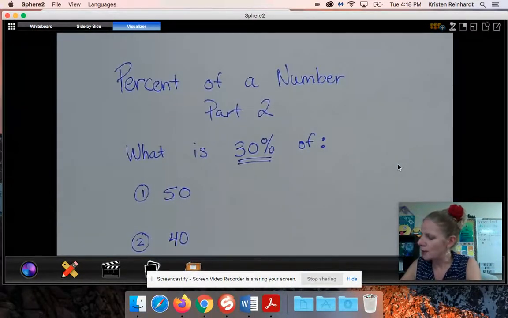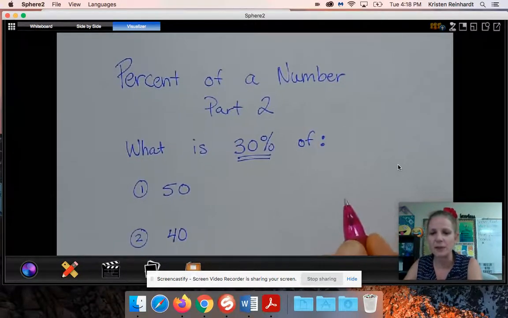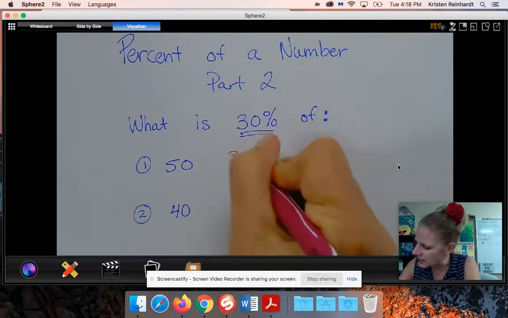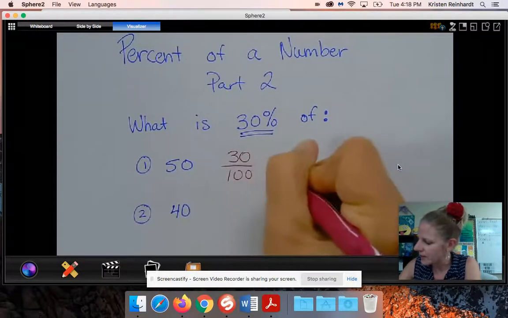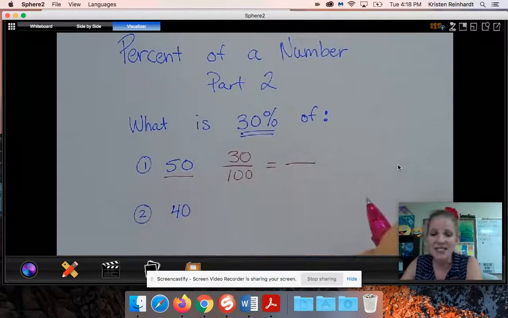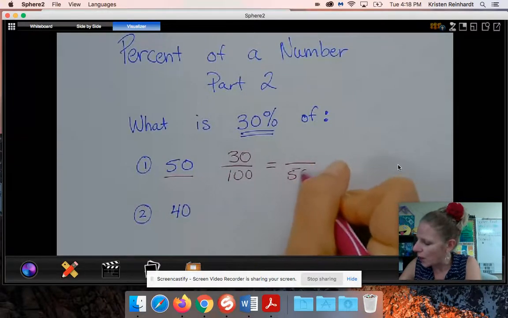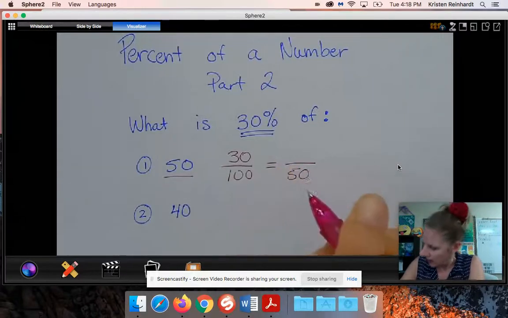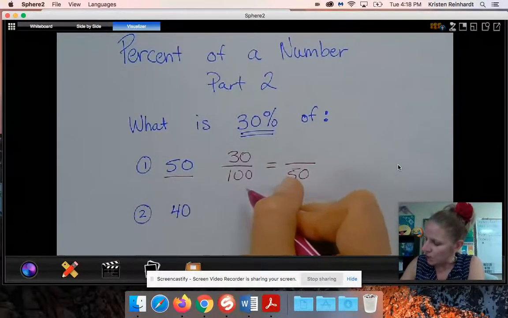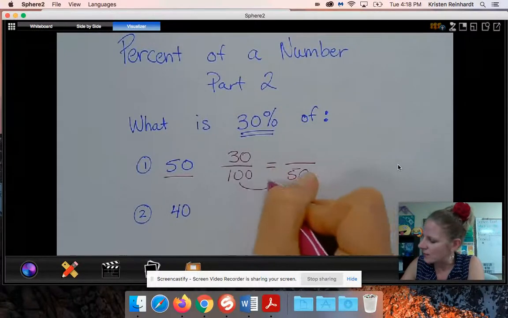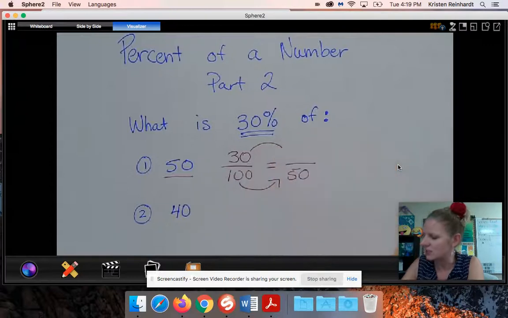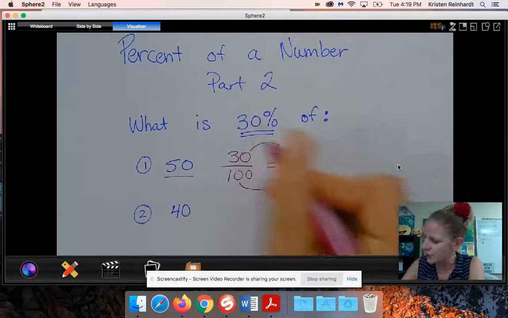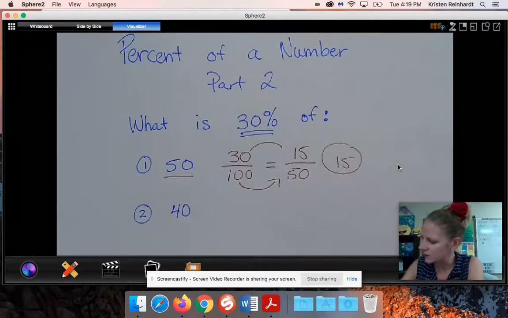So we're going to try to find 30% of a couple of numbers using this equation. We're going to set it up. Percent is always over 100, and then that number is the whole. I want to find what is 30% of 50. I want to make an equal fraction or proportion here. I know that 100 divided by 2 is 50, so I must do the same thing to the top. 30 divided by 2 is 15. So 30% of 50 is 15.